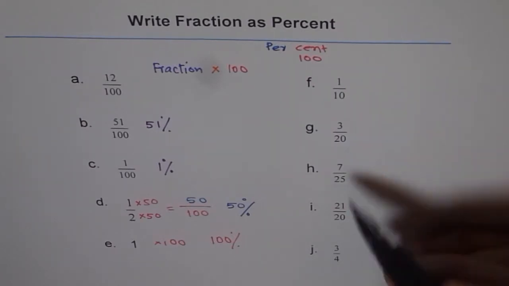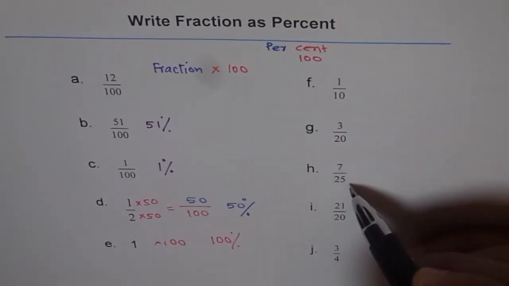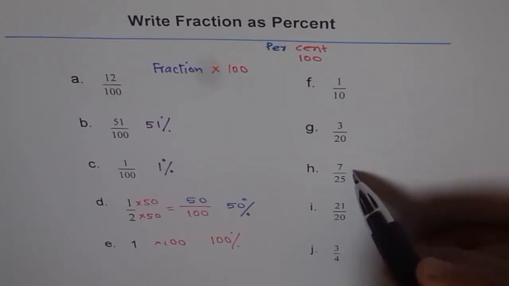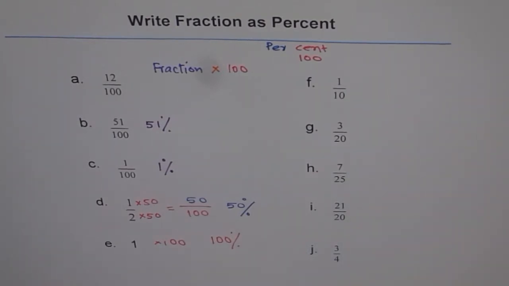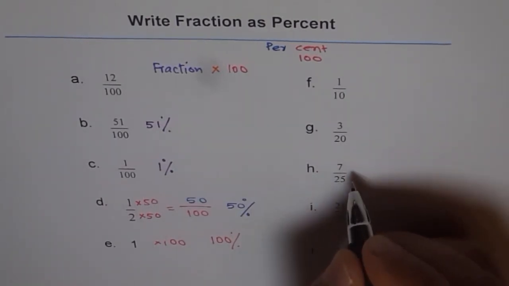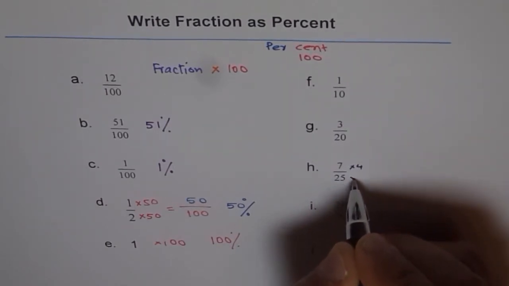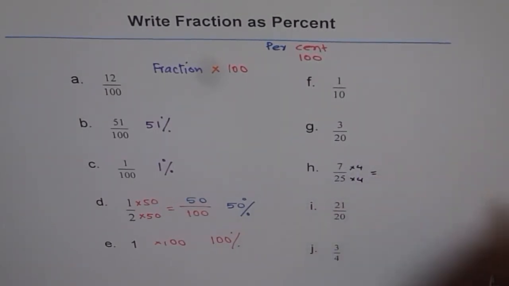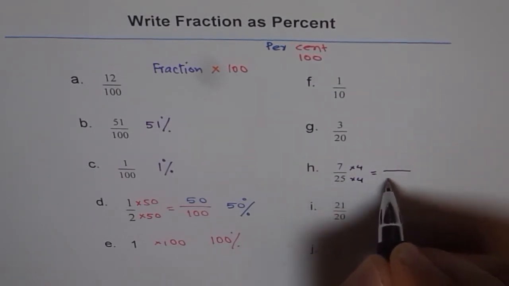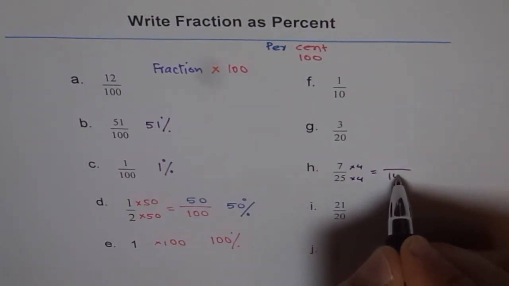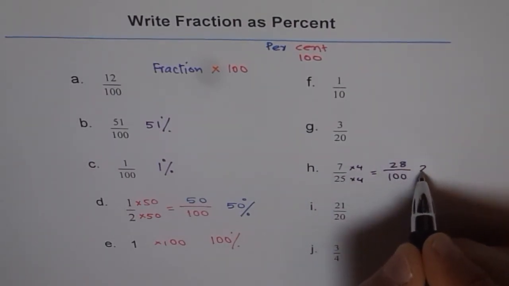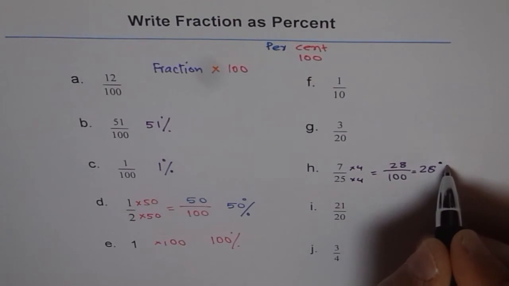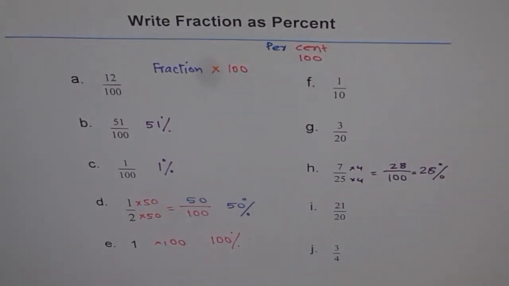So multiply by 5. How about 25? There are 4 quarters in a dollar. So 4 times 25 gives you 100. So multiply both by 4. Do you understand what I'm trying to say here? Multiply this by 4 and this also by 4. And then you will get 100 here. 25 times 4 is 100 and 7 times 4 is 28. And therefore this is 28%. Is it okay? That is the way to do it, correct?